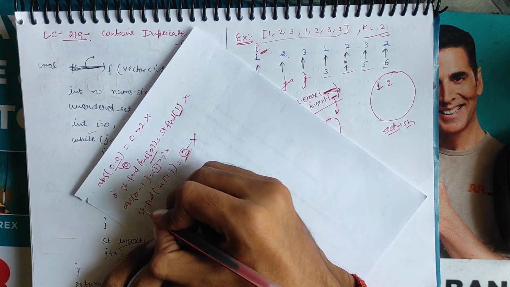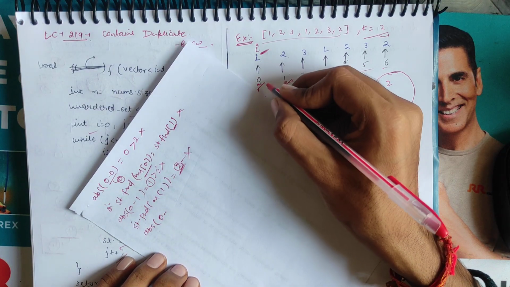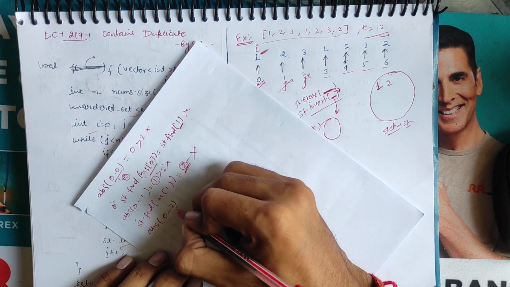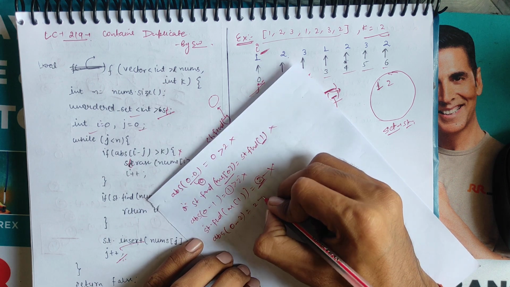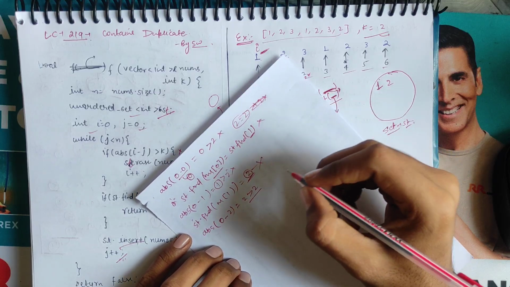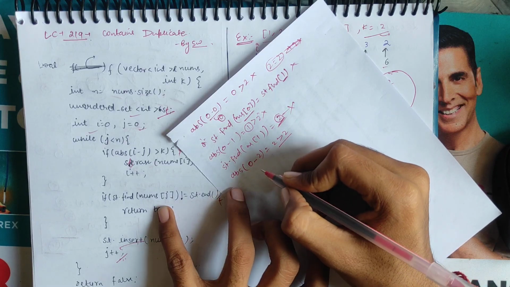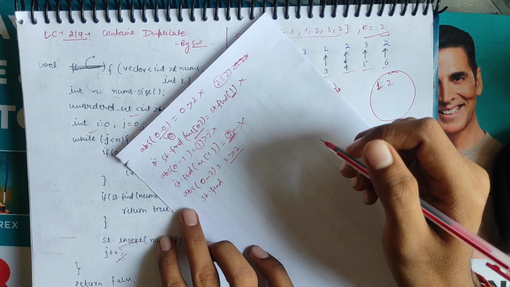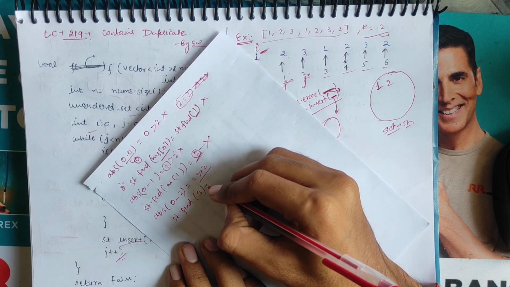Again, the absolute of 0 minus 2, where 0 is the index of i and 2 is the index of j. So 2 is greater than k? No, 2 is equal to 2, not greater than 2. So this won't be executed. Again we check st.find of nums of j. We are at j equal to 2, we have 3 as nums of j. So is 3 present in the set?